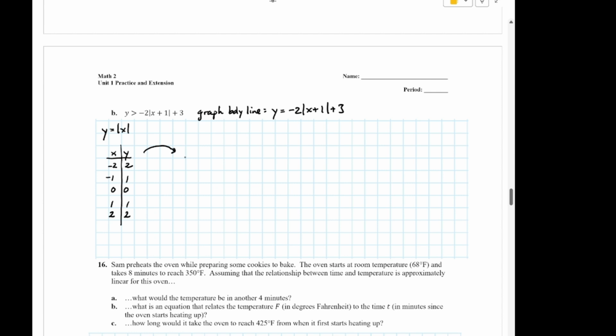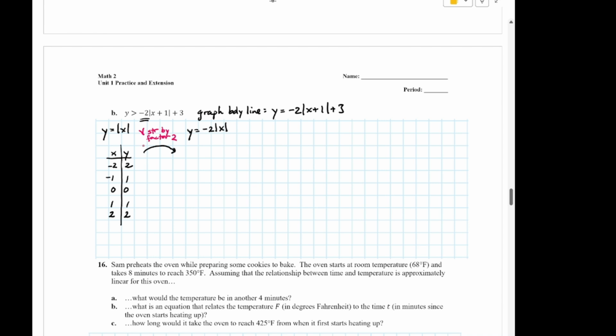Okay, so the first thing that I want to do is this part of the equation, that negative 2. So I'm going to turn absolute value of x into negative 2 times absolute value of x. And the negative 2, it represents a couple things. So the 2 is a vertical stretch by factor 2.